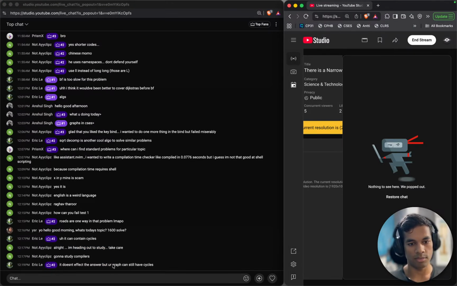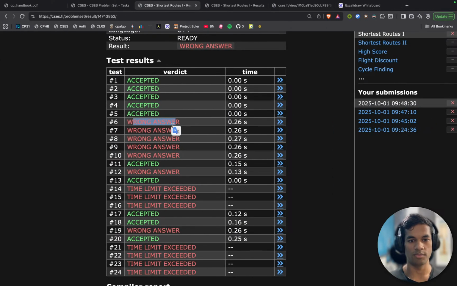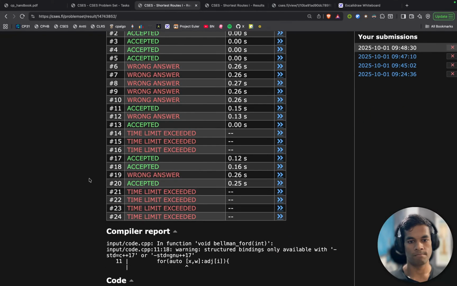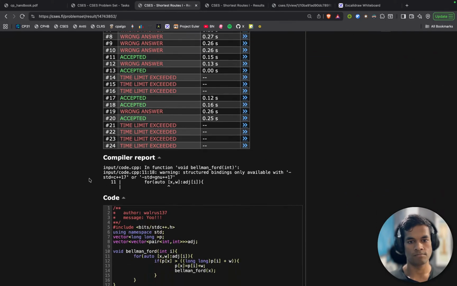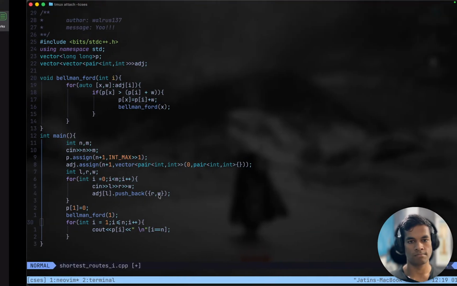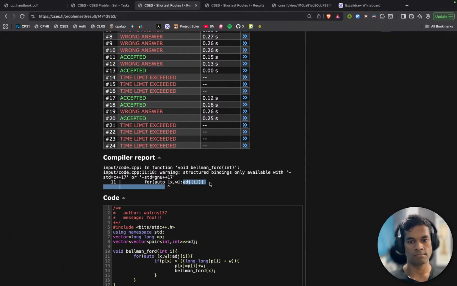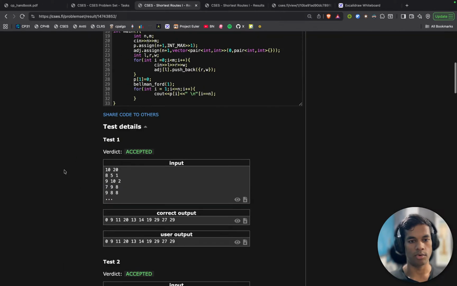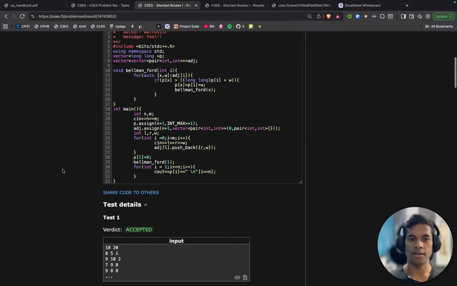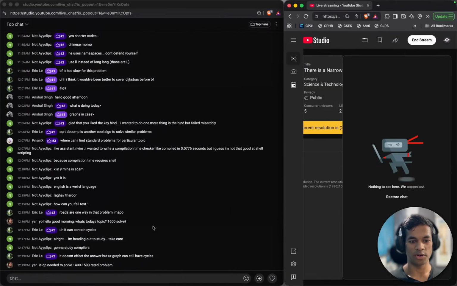It doesn't affect the answer, but your graph can still have cycles. Ah, so it is not a DAG, basically a directed graph. That makes sense. That is true. I was lying. My bad. And also it is taking a lot of time. Compiler report we can ignore. And it is your ethic to not look at the test cases.